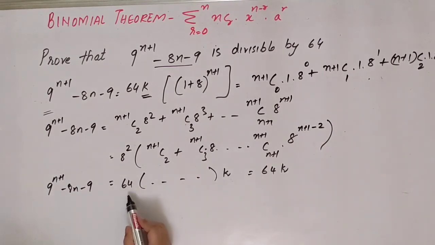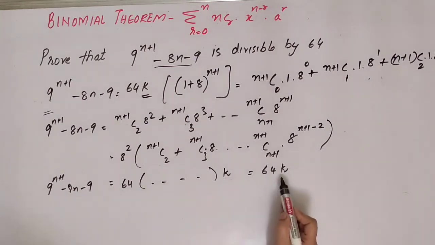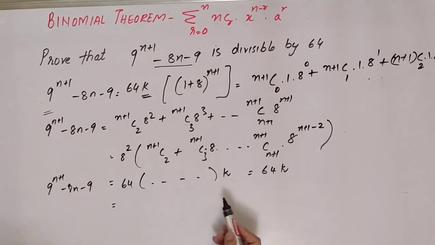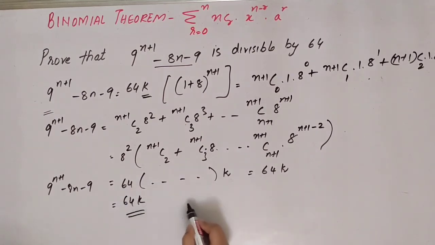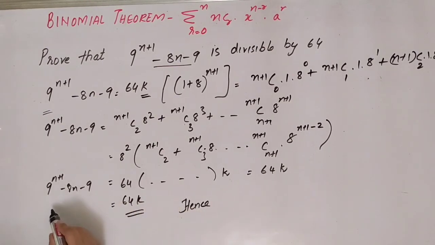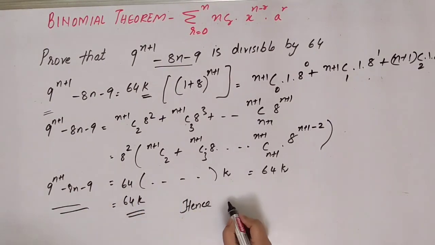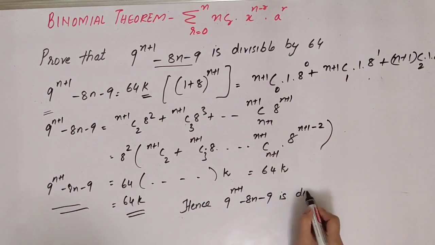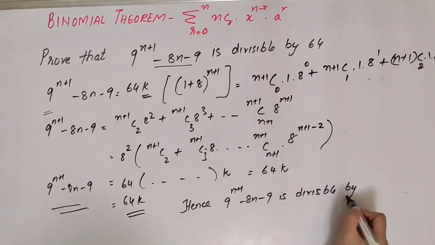So since we have got this as 64 times some constant which is k, anything that's multiplied by 64 obviously is going to be divisible by 64. So hence this is proved. Hence this expression is divisible by 64.